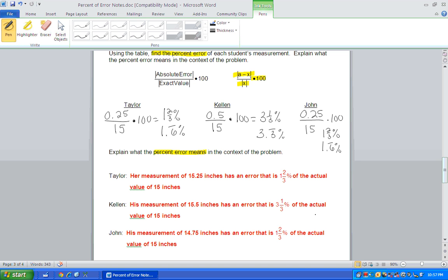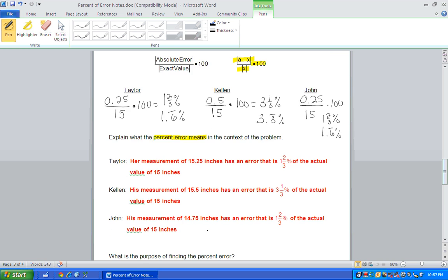Alright, so Taylor, her approximate measurement was 1 2/3% of the actual. Kellen's approximate measurement was 3 1/3% of the actual value, and then John, he also had a 1 2/3% error of the actual value. So that's what percent of error means in the context of this problem.